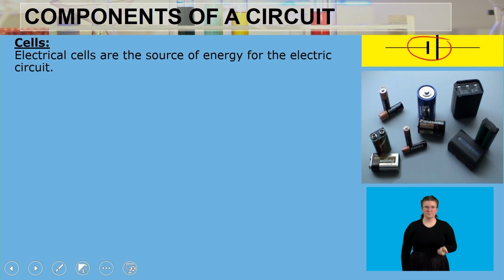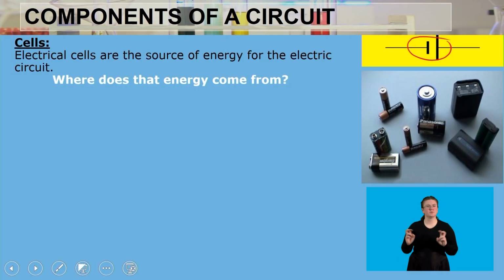Now, electrical cells are the source of energy for the electric circuit. We do know that these cells are supplying energy into the circuit. So they are the source of energy of the electrical circuit. This energy that is being supplied by these cells, where does it come from?